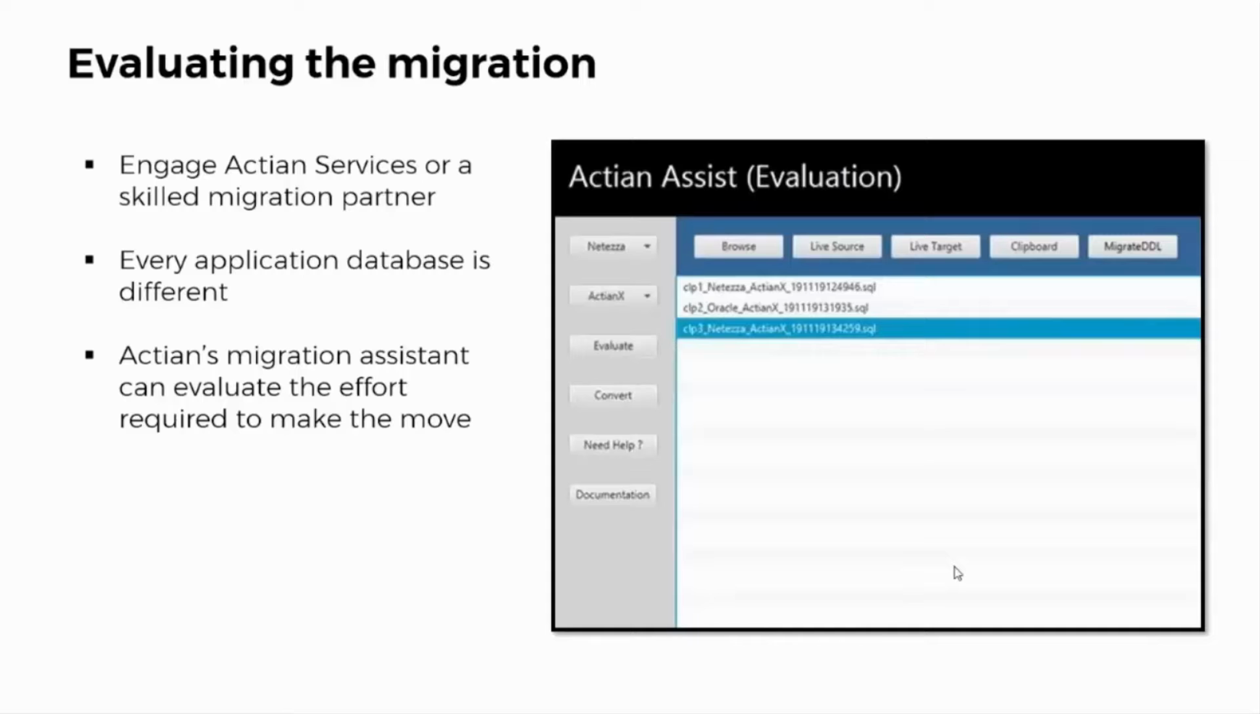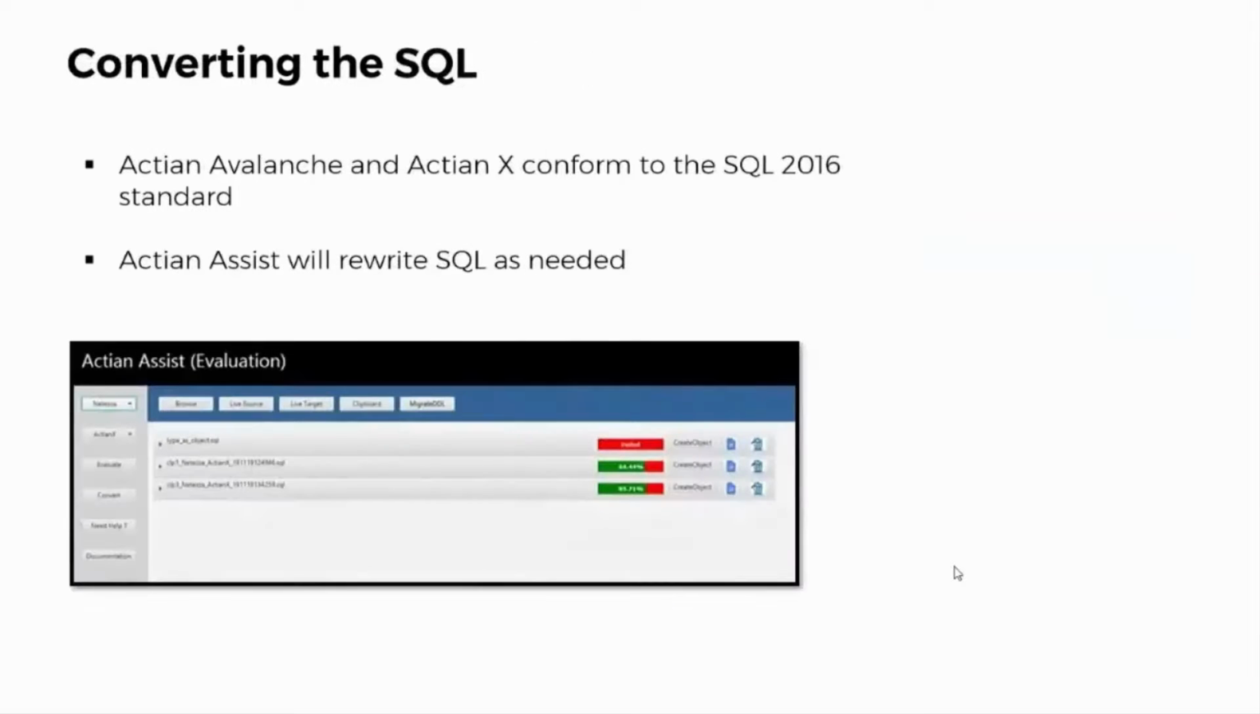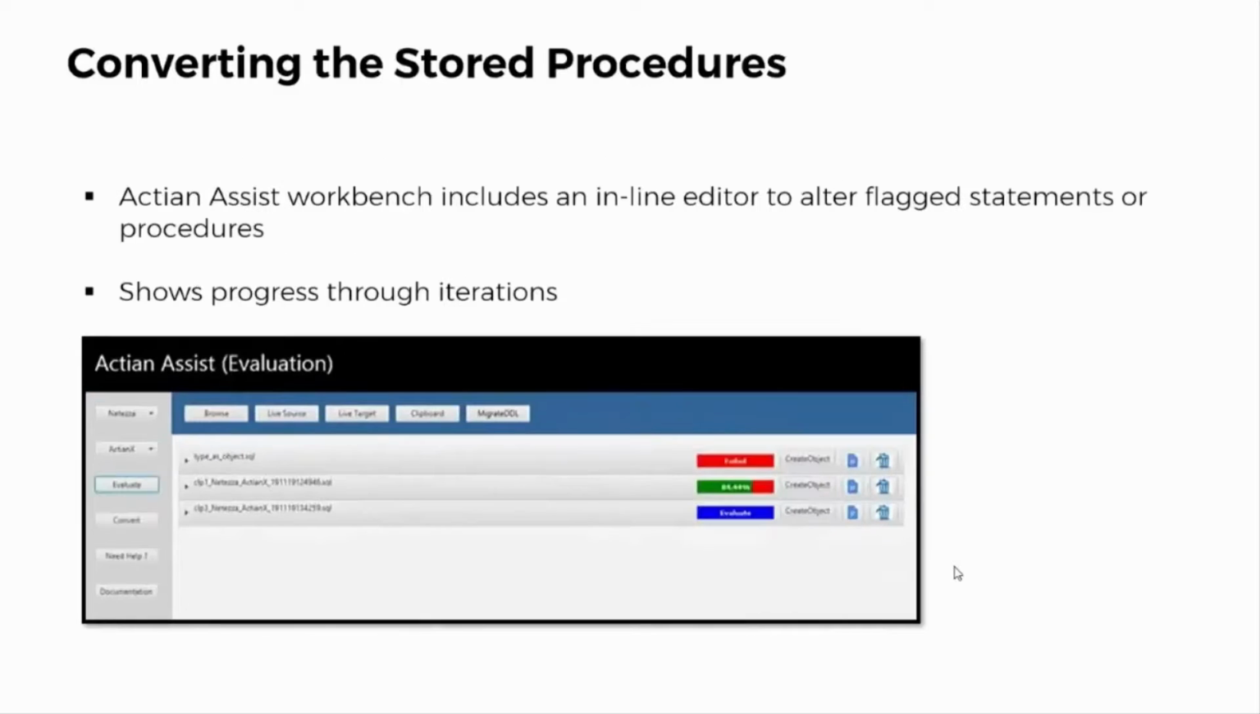The migration assistant will help automate just about all the migration work. Any code that doesn't get migrated has to be edited manually. With someone who's done it before, that's an easy task. Yeah, so we have an inline editor to speed up that exception handling process, so you can iterate and refine your conversion as you go.